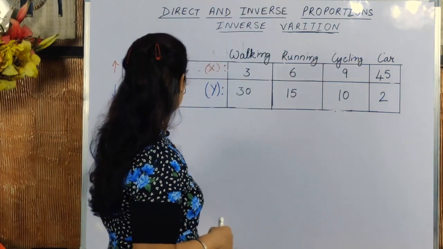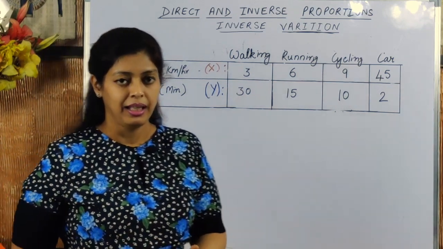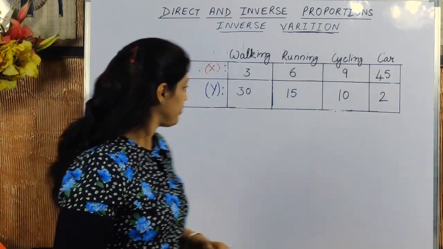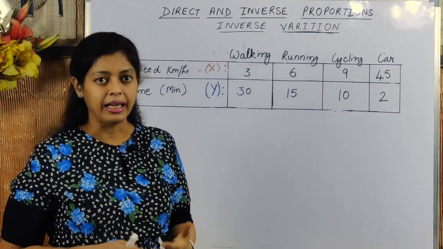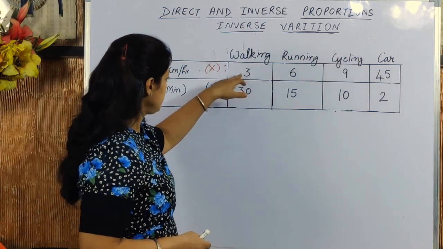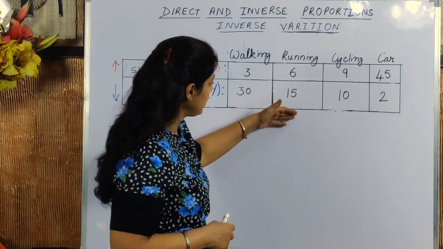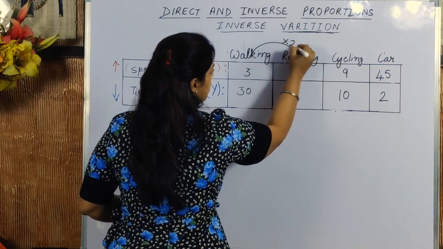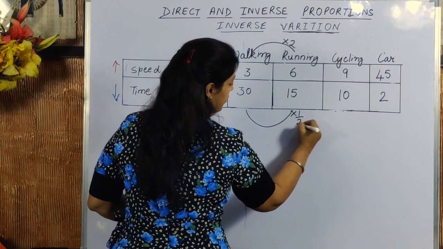So here I have made a table showing his speed in kilometers per hour represented by the variable x and the time he takes to reach his school represented by the variable y. So when he is walking, he is going at a speed of 3 kilometers per hour and he takes 30 minutes to reach his school. Now when he is running, his speed gets doubled from 3 to 6 kilometers and the time he takes to reach school gets halved. So we can see over here the speed when it is doubled, multiplied by 2, the time to reach school is halved or multiplied by half.